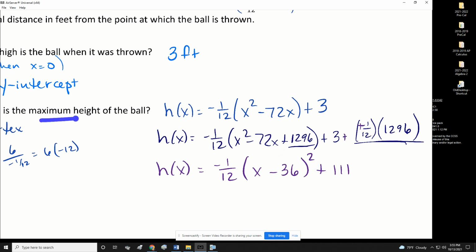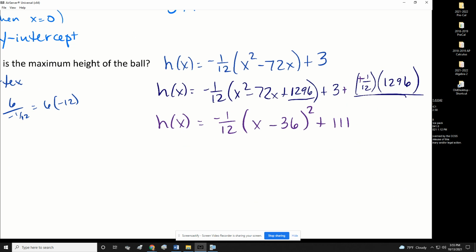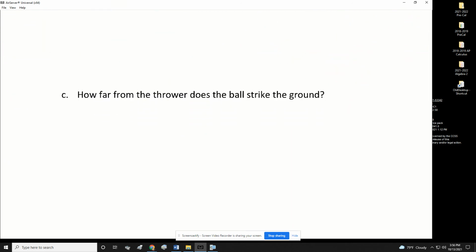But we want to know the maximum height. So we have to decide which one of those we would use. And so the function, the y equals the height. So in this case, we would want to use the y. Now, if the question was, what is the horizontal distance from where the ball was thrown when it reaches the maximum height, we would use the 36. But if we want the actual height, in this case, we would use 111, only the y coordinate.